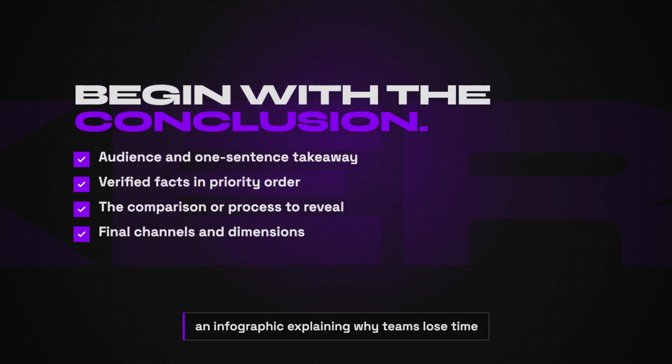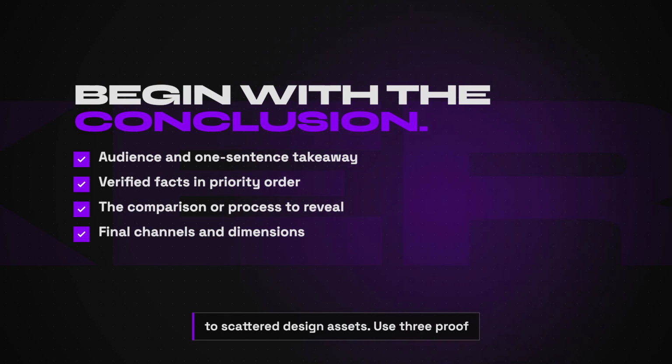For example, create an infographic explaining why teams lose time to scattered design assets. Use 3 proof points, 42% of time spent searching, 6 duplicate versions per asset, and 1 shared vector source as the solution. The audience is startup design and marketing teams.